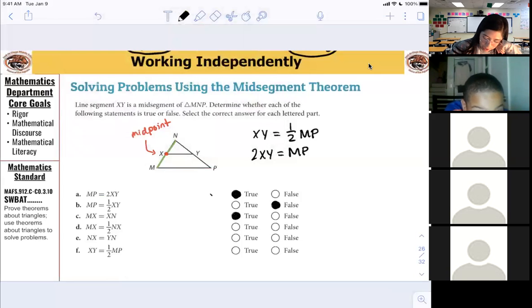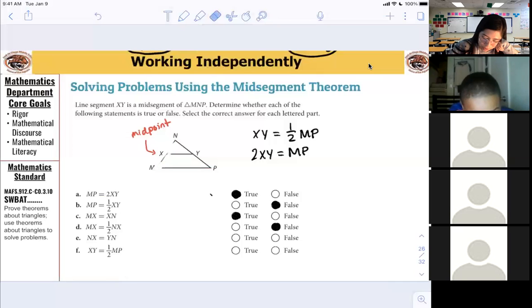Letter D, MX equals 1/2 of NX. False. Do we agree? False, false, false. Good. Because they're already equal to each other. We know that they're equal, yeah.